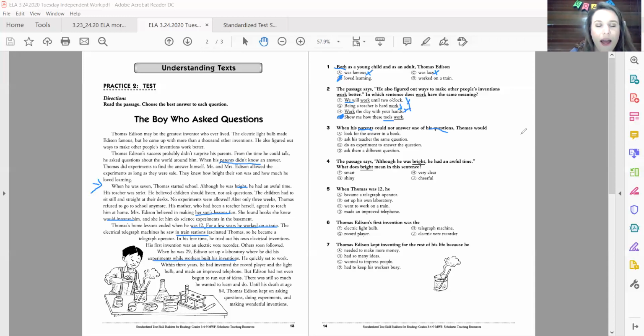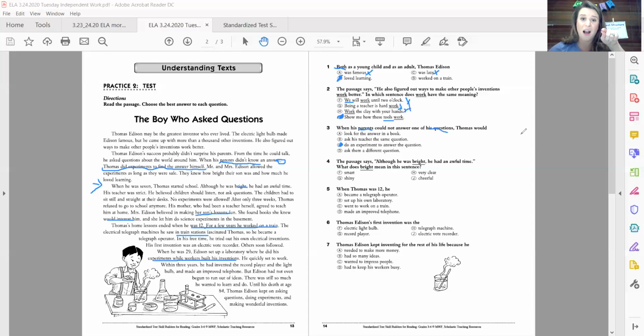Parents didn't know. If the parents didn't know an answer, look, there is a comma. And remember, when we see commas, they are not only to separate sentences with conjunctions, but they can also show a cause and effect relationship or text structure. So right there, his parents didn't know. So what was the effect? Thomas did experiments to find an answer himself. So there you go, we found that. B. Good job, you guys.